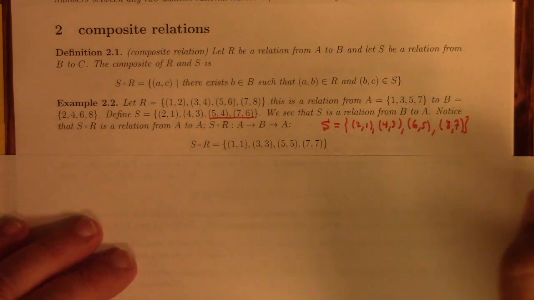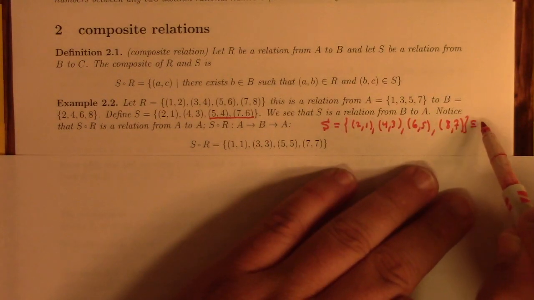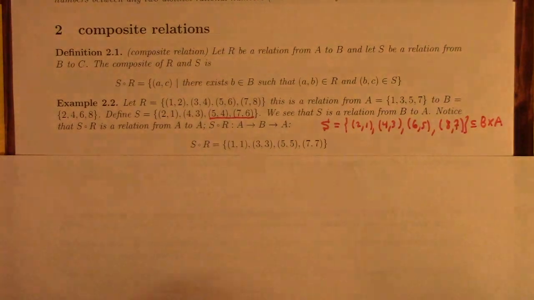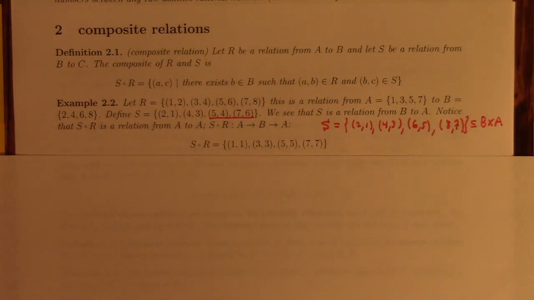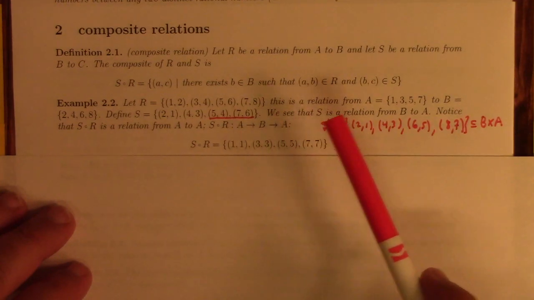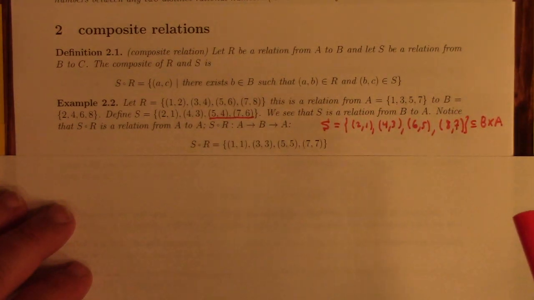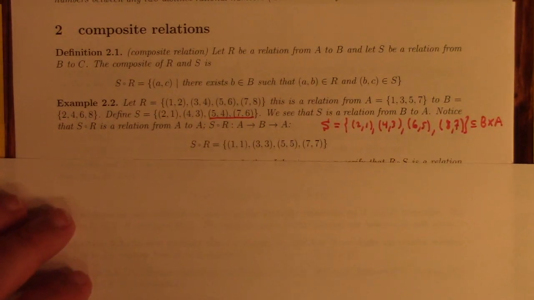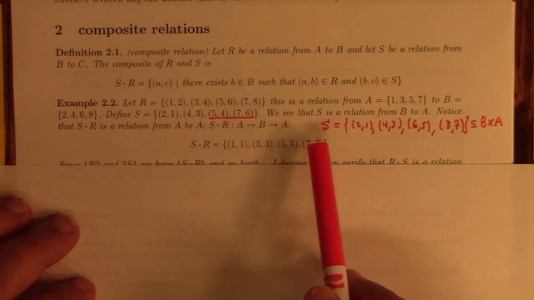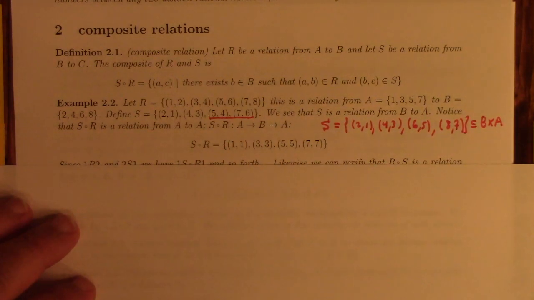Then S is going to be a subset of B cross A, which is what we want for S to be a relation from B to A, right? And that's what we'd like because we want to go from A to B to A. Now, that may just be that isolated typo. Let's see. I claim that S composed with R is 1 to 1, 3 to 3, 5 to 5, 7 to 7.